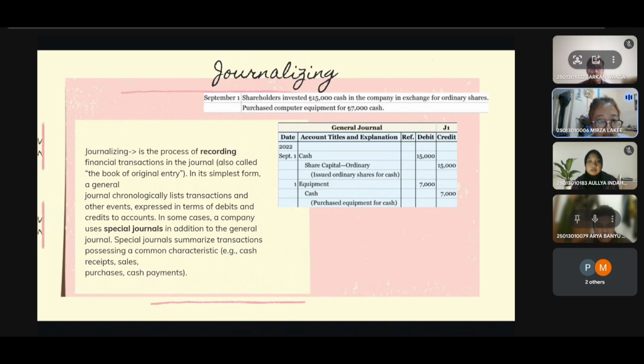So the picture that I show in the PPT is an example of the general journal. Next.